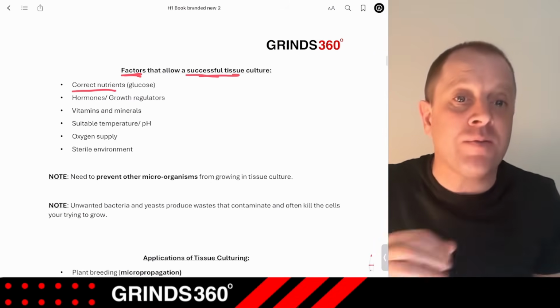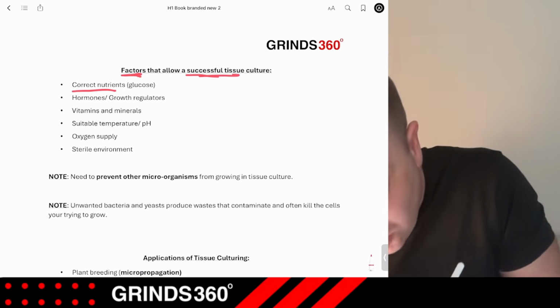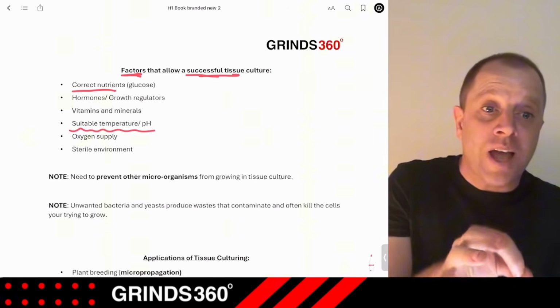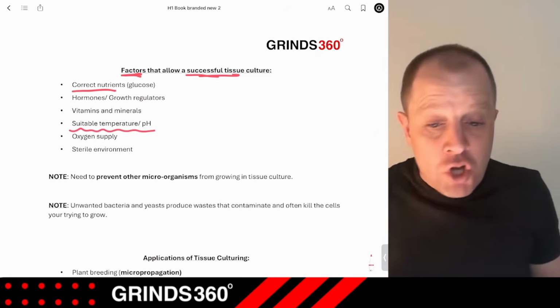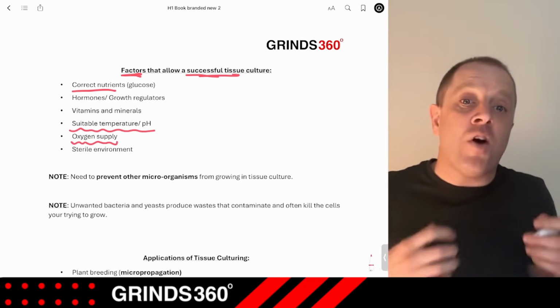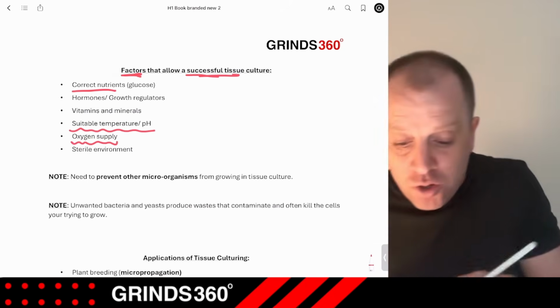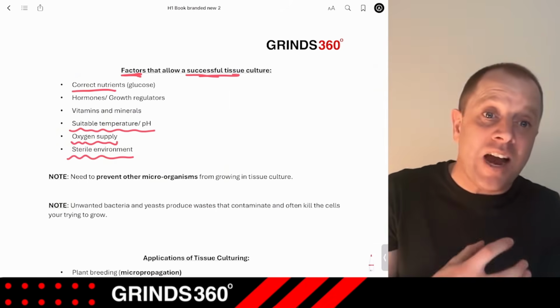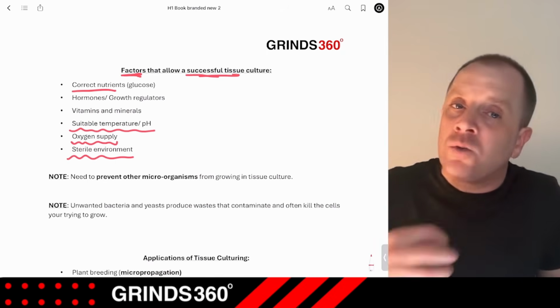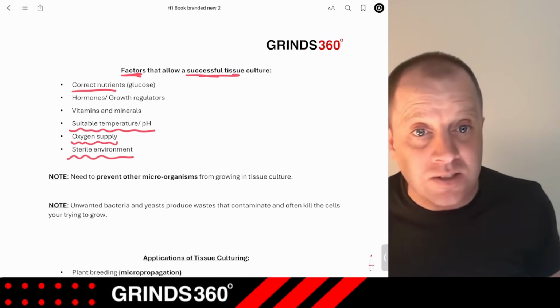Well, you first of all have to give them the right nutrients. You also might have to make sure you provide them with a suitable temperature, a suitable pH. You also need to provide them with oxygen. All right? You also need to make sure the environment is sterile, free of microorganisms, because we're trying to grow skin cells or plant cells.